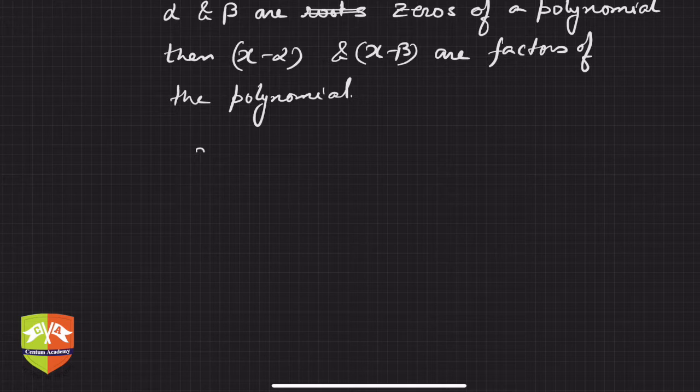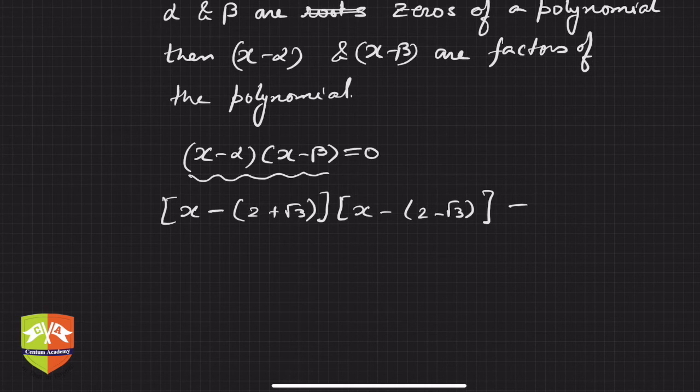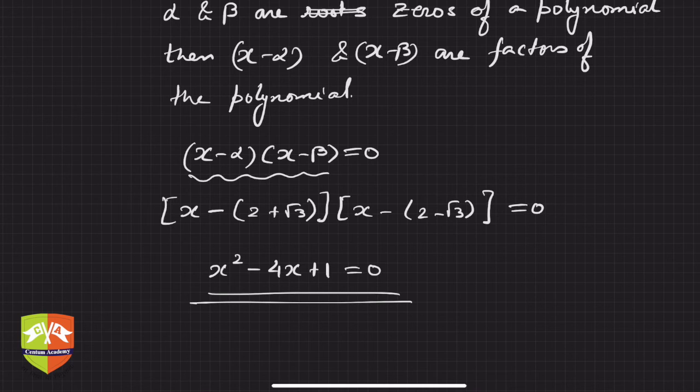So hence we can say the equation could be x minus alpha times x minus beta equals 0. So this happens to be the polynomial which I am writing as x minus alpha and x minus beta. This equals 0. When you equate to 0, you will get the quadratic equation. So hence, what is it? x minus first root, which is 2 plus root 3, into x minus 2 minus root 3, right? So this is equal to 0. When you simplify this, you will again get x square minus 4x plus 1 equals 0. These are the two methods of finding an equation whose roots are given.